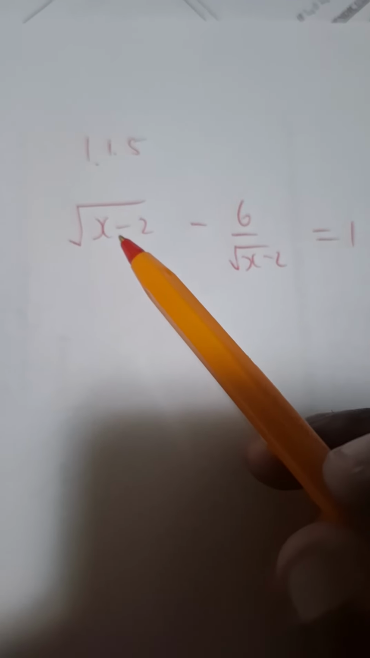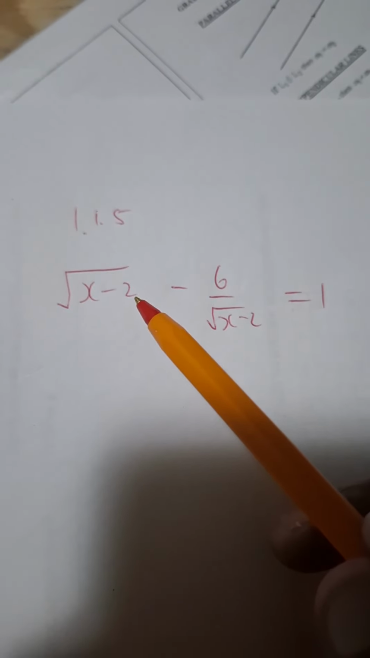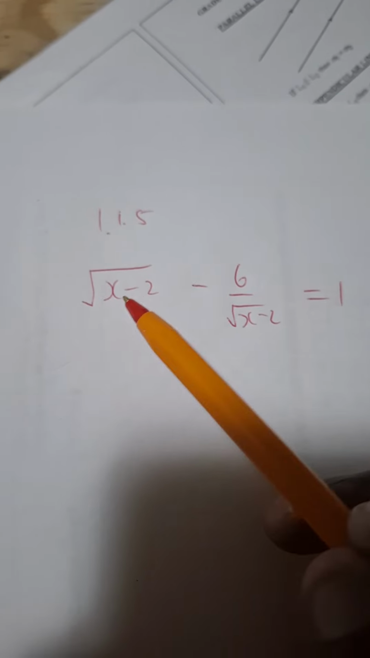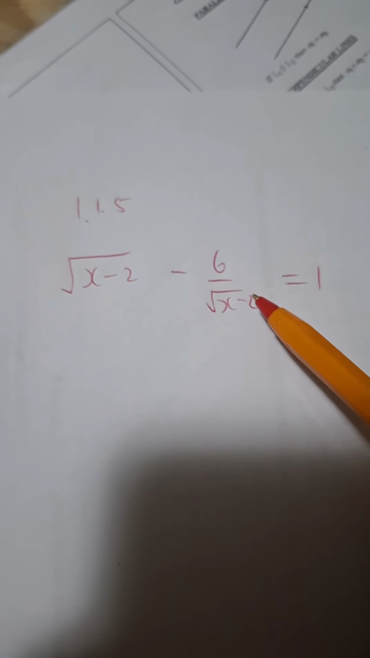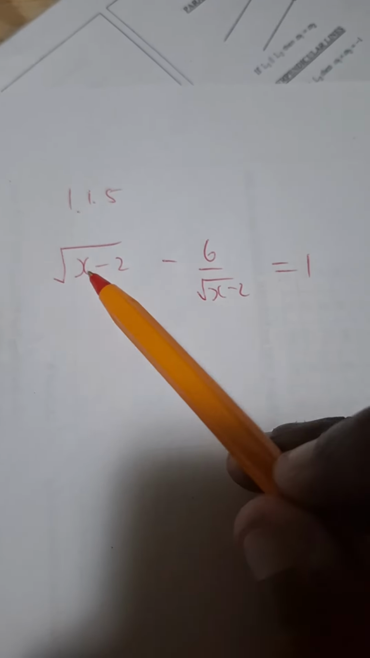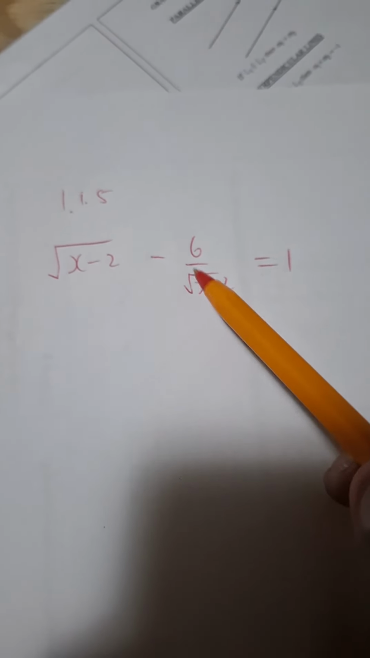Just remember that this here is an equation whereby you have the square root of x minus 2, minus 6 over the square root of x minus 2, is equal to 1. What you should notice is that there's a repetition of an expression, but in this situation it's under a square root. So that's where you use what we know as the k method, okay, repeated expressions.